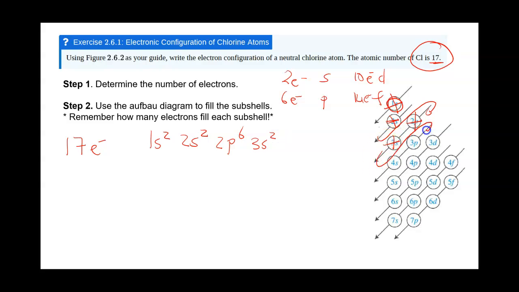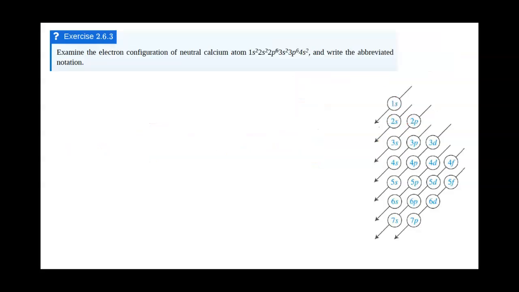And then we have to loop around and start the 3p. And we only want to go up to 17, and we're already at 12. So that's going to take 5, and it'll have 1 empty spot in there. So the electron configuration will be 1s2, 2s2, 2p6, 3s2, 3p5. And it doesn't ask for the abbreviated electron configuration, so I'm just going to leave it be.